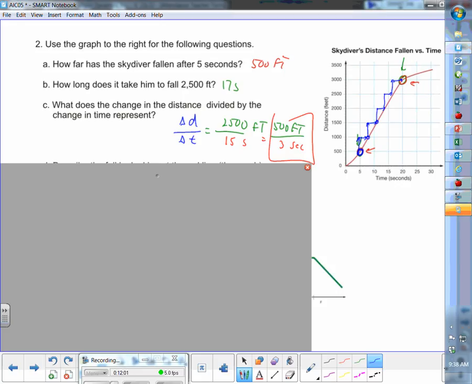See, that part of the line is a straight line. This is called the slope. We're going to deal with that a lot real soon. The change in distance divided by the change in time is called the slope. We'll talk about that a lot here real soon.